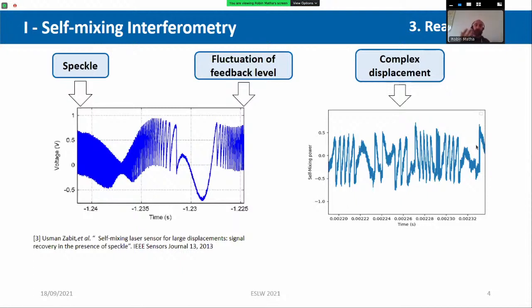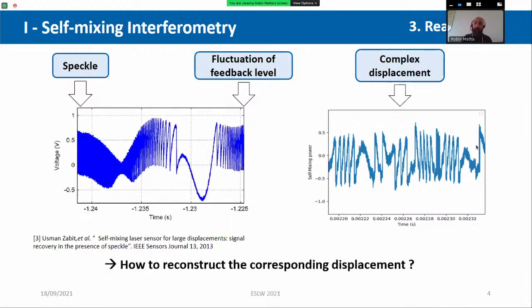The first one is the fluctuation of the feedback level. Because of it, you can completely lose the self-mixing signal you have. For example, it could be because of the phenomenon of speckle on a diffusive target, as you can see on your left, and on your right, you can see an experimental self-mixing signal. It's not really easy to reconstruct the displacement because the displacement is complex itself. So we can ask how to reconstruct the corresponding displacement from such a self-mixing signal.